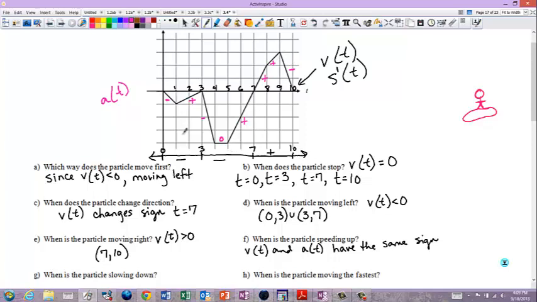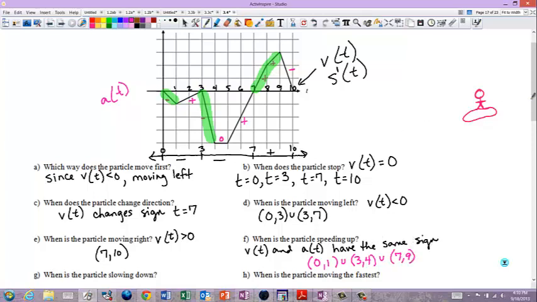Alright, so where do acceleration and velocity have the same sign? Acceleration is in pink, velocity is in black. So velocity is negative, and right here it's negative. Acceleration and velocity are both negative here, and then here. On graphs like this, you could actually say that it's where it's moving away from the axis. So it's actually speeding up at 0 to 1, 3 to 4, and 7 to 9.